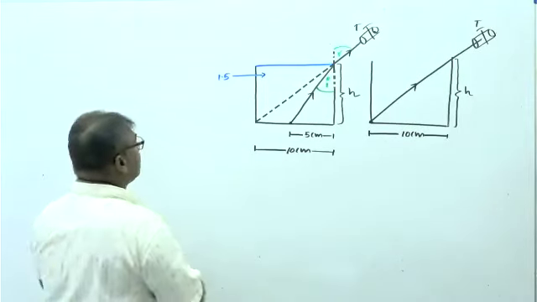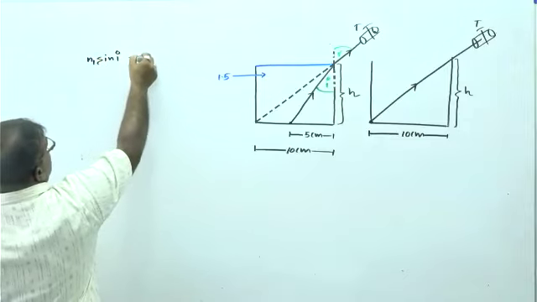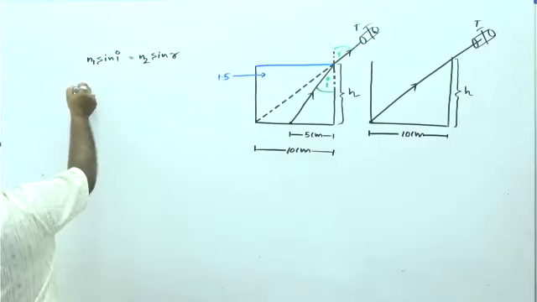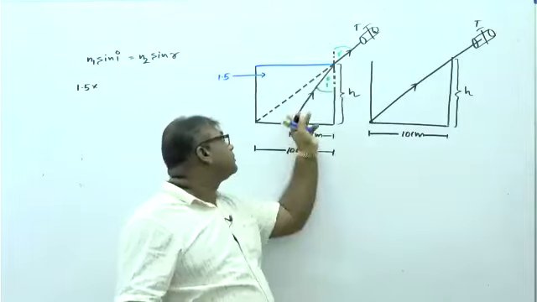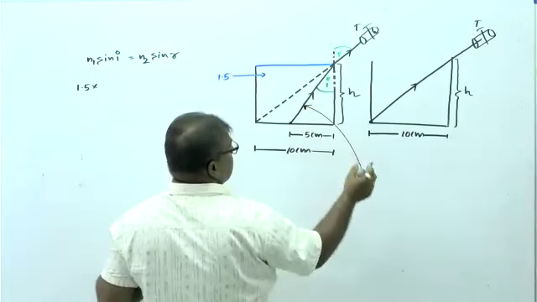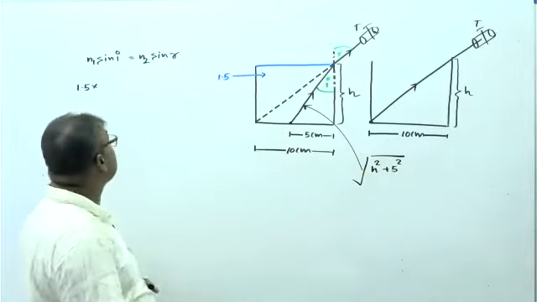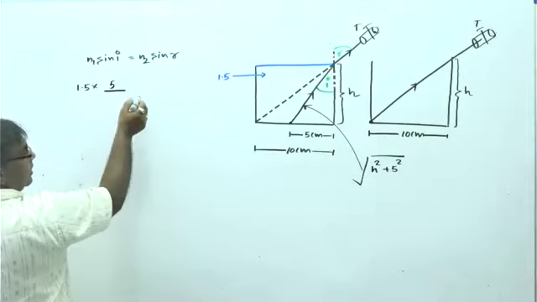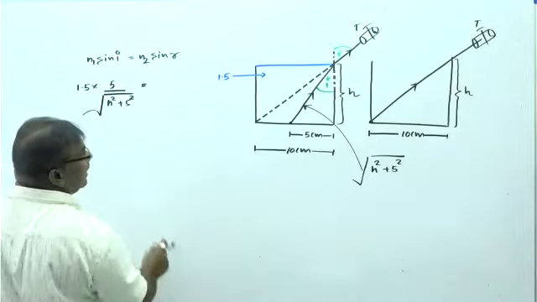Then the well-known equation, what? N1 sin I equals N2 sin R. N1 is 1.5. Sin I is opposite over hypotenuse. The hypotenuse is the square root of h squared plus 5 squared, right? Pythagoras. Sin I is 5 centimeter over the square root of h squared plus 5 squared. Equate to N2, air.